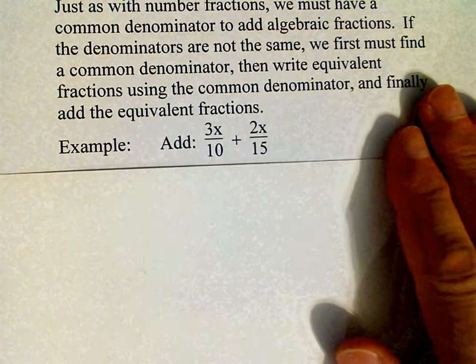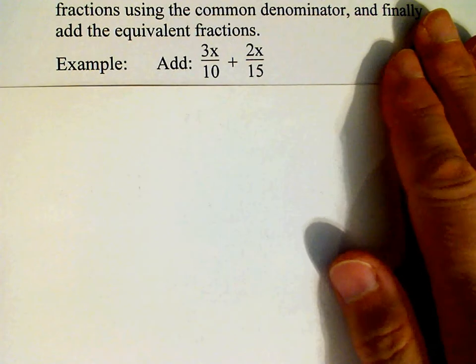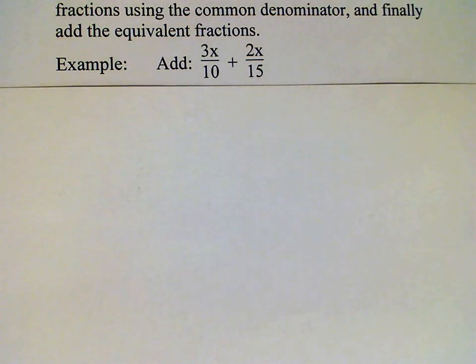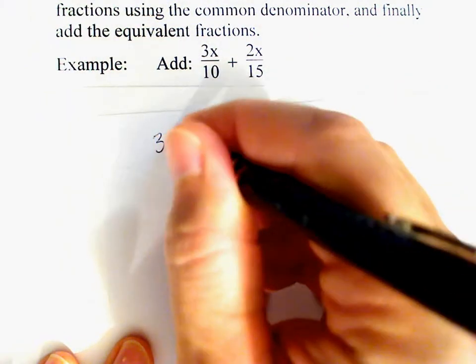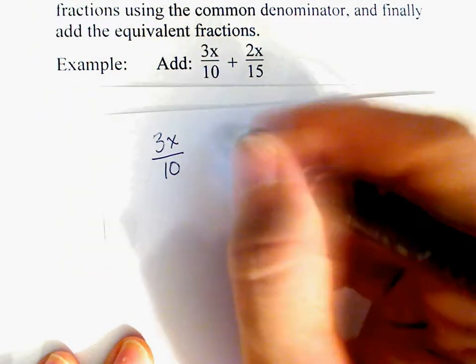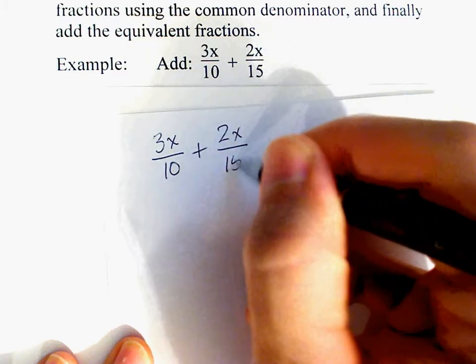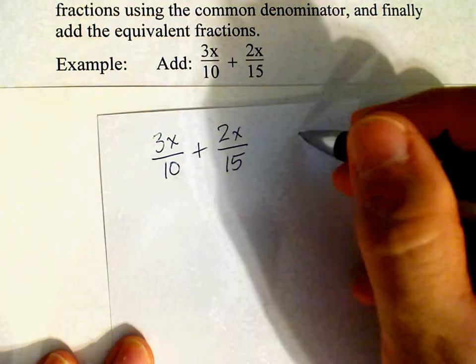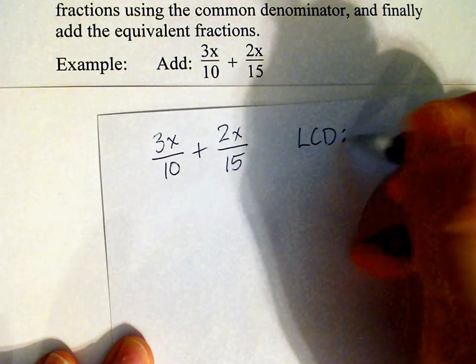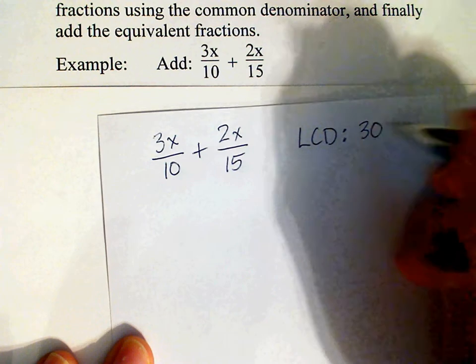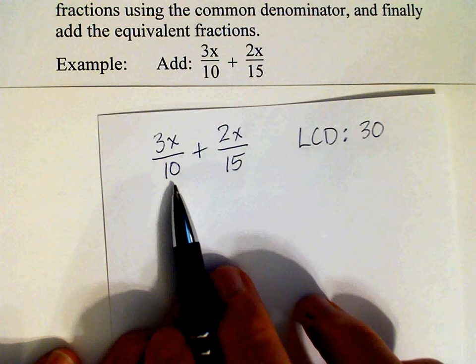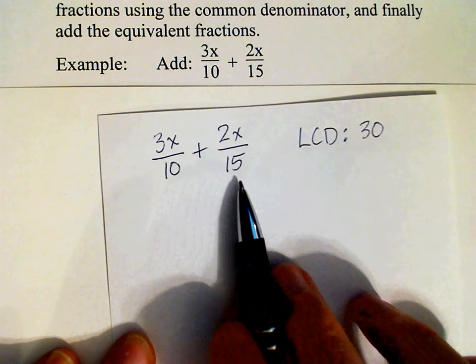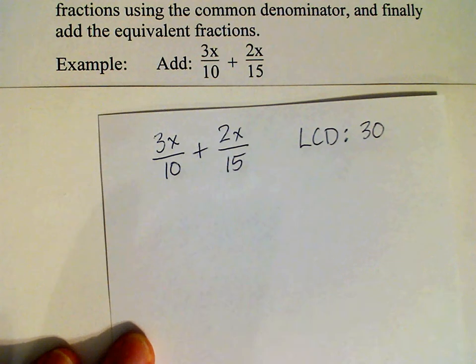So for example, if we need to add 3x over 10 plus 2x over 15, we first need to decide what the denominator is going to be. And our denominator in this case, I think it's easy to see, is going to be 30, right? This is the smallest number that both of these numbers will divide. 3 times 10 is 30, and 2 times 15 is 30.